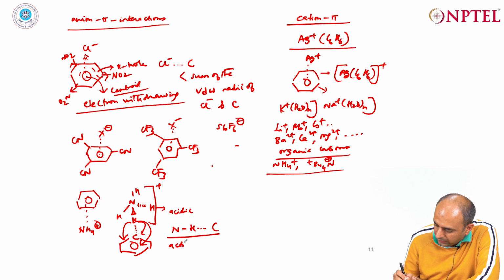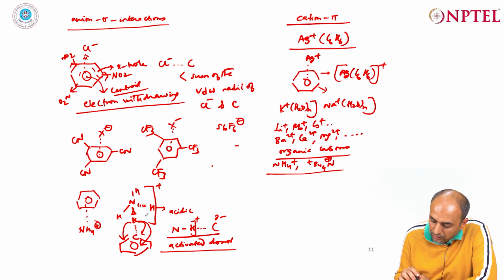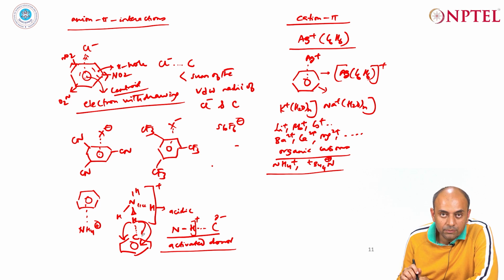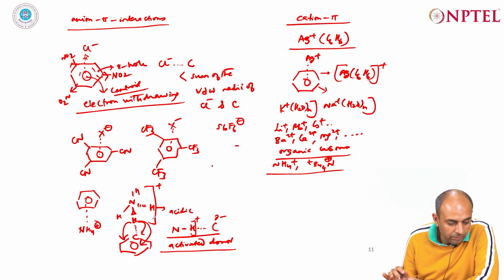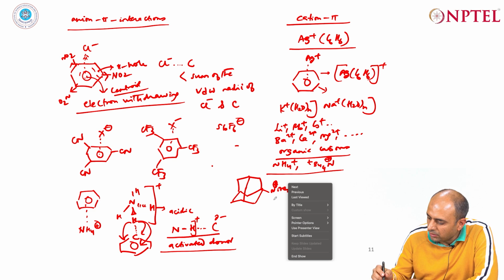Now, this is called an activated donor because you have NH plus and this interacting with a relatively electron rich carbon, which is the benzene nucleus, and primarily governing the role of cation pi interactions. And these cation pi interactions are very much present in other species. For example, we can consider, instead of ammonium, other species also. For example, we can consider the adamantyl group as well, N plus Me3.